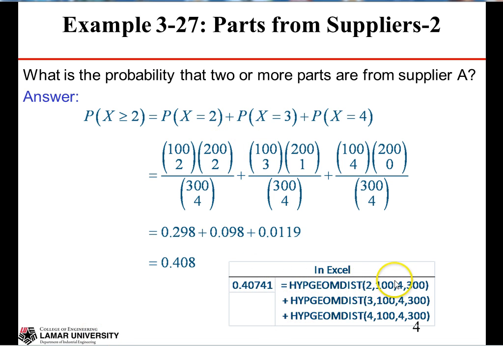Sorry, this is also a typo. I copied from the textbook, and there's actually a typo here. You should switch the sequence of 4 and 100. So the second parameter is the lowercase n, and the third parameter is capital K.